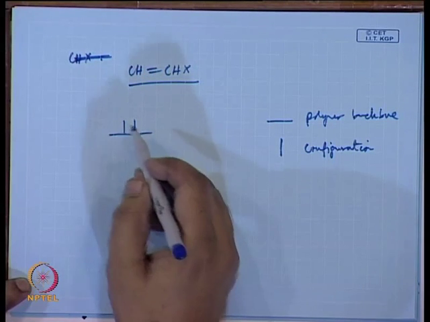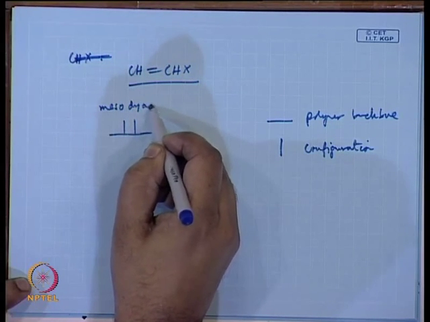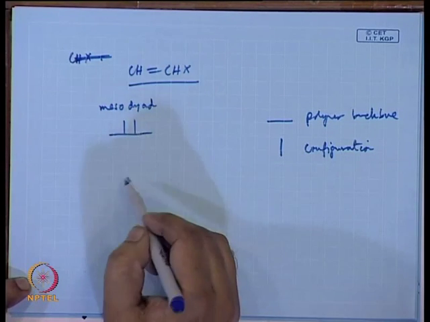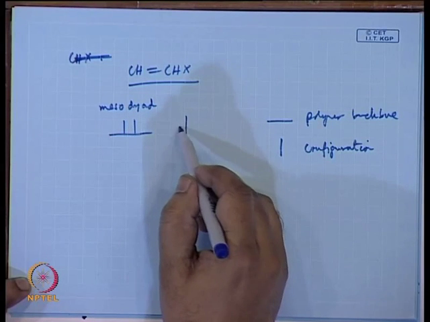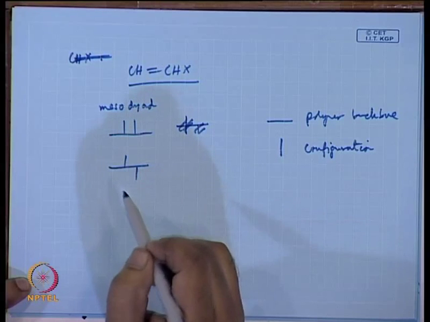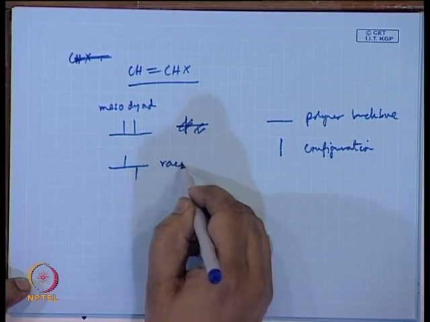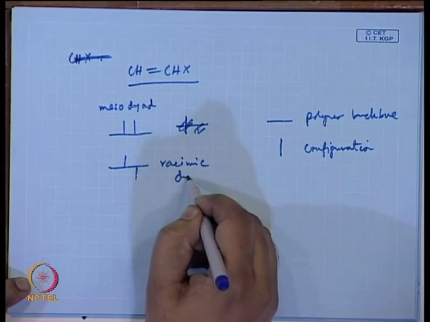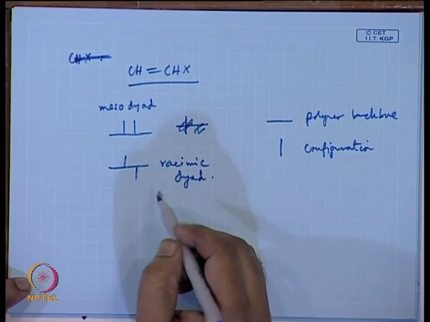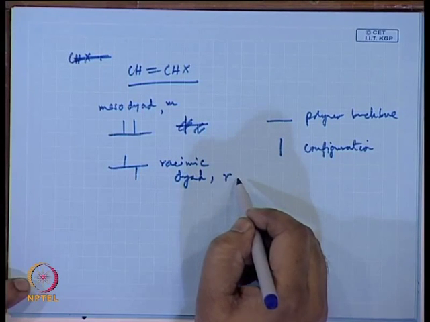So, we call this a meso diad, and if they are in opposite directions, then we call this a racemic diad. We write M for meso and R for racemic.